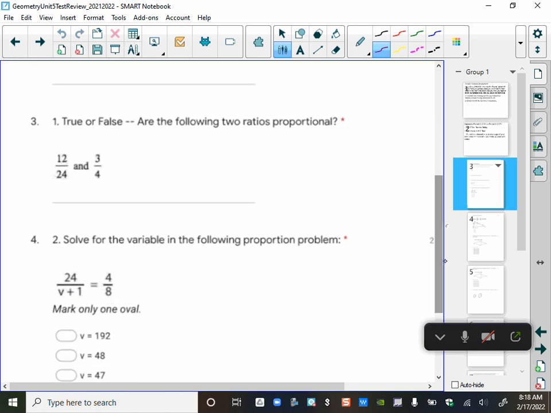Number 1, regarding whether or not a proportion is true or false. Who can tell us how we can figure it out? Cross multiply. Very good. He's right. Cross multiply. 12 times 4.